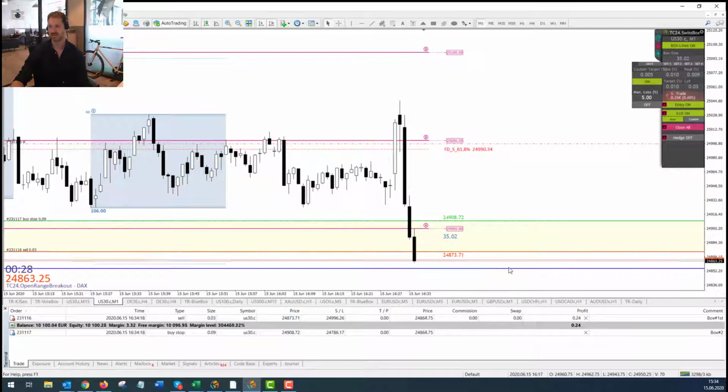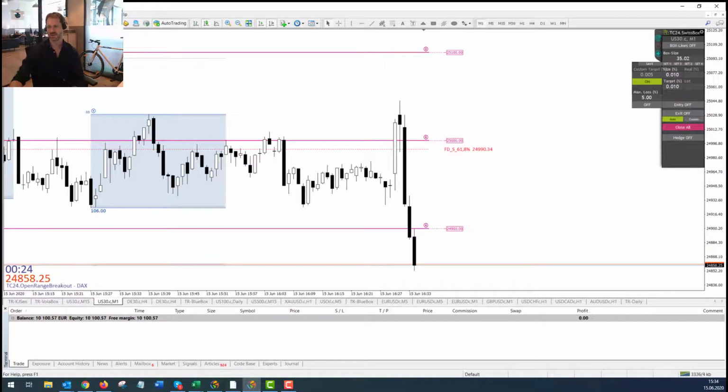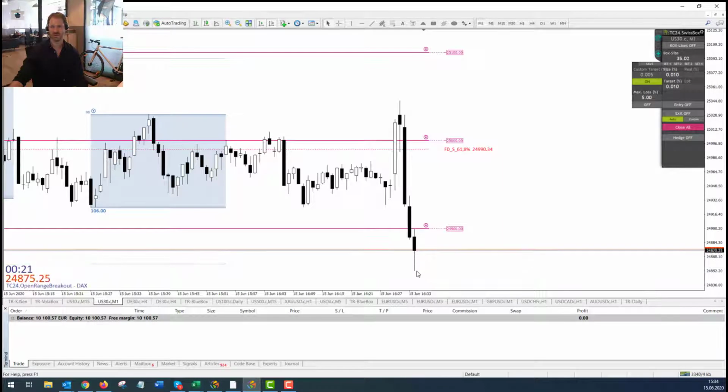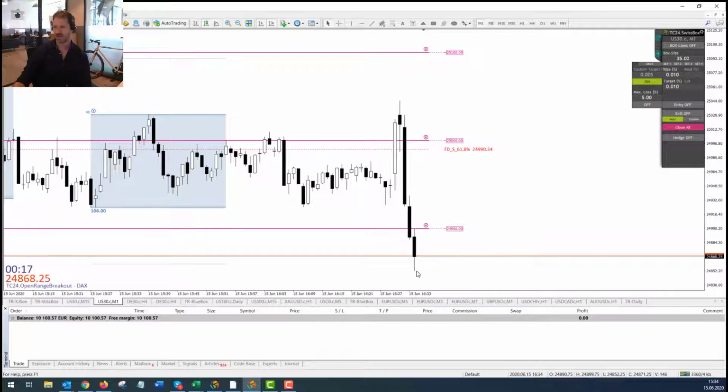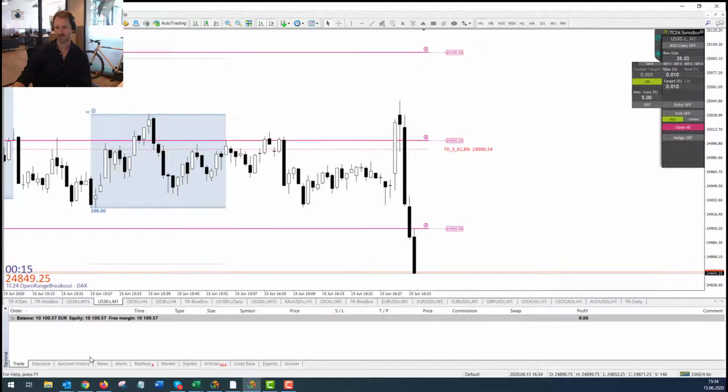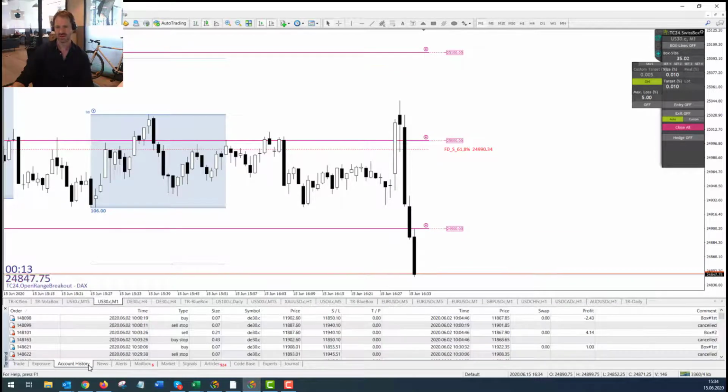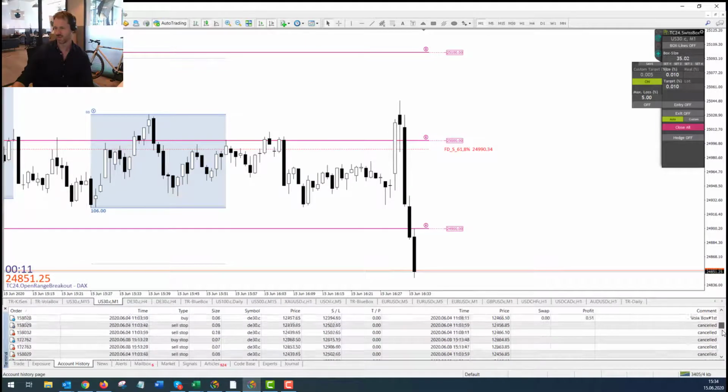So let's put the trading terminal in here as well. And I hope you've just seen it. Very easy and quick winning trade. So one more time, let's look back at the account history of this specific trade. Here we go.